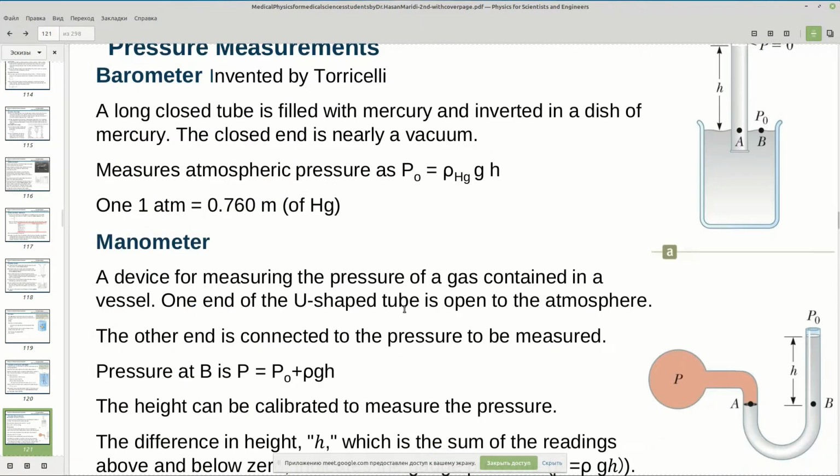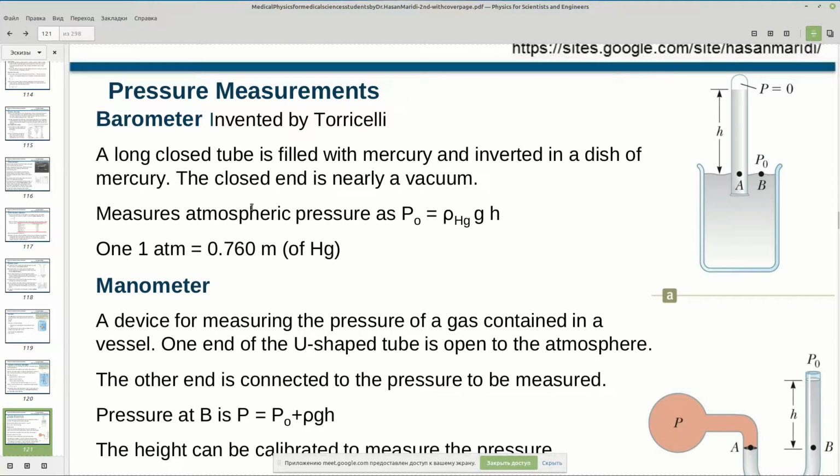Pressure measurements: the barometer, inverted by Torricelli. A long closed tube is filled with mercury and inverted in a dish of mercury. The closed end is nearly a vacuum. It measures atmospheric pressure as P0 = rho g h. One atmosphere is nearly 0.760 meters of mercury.